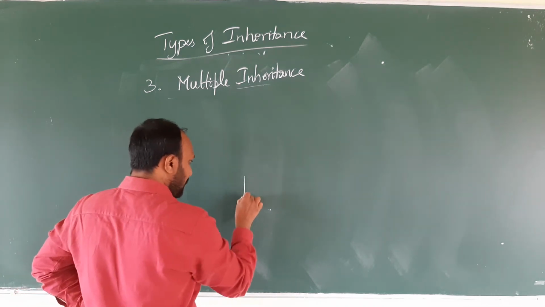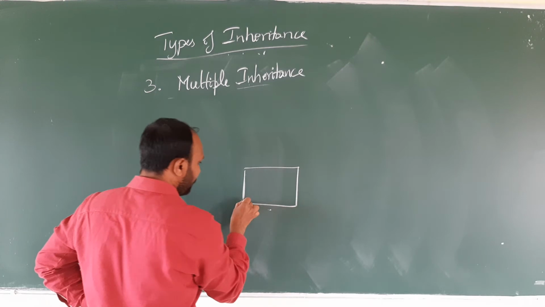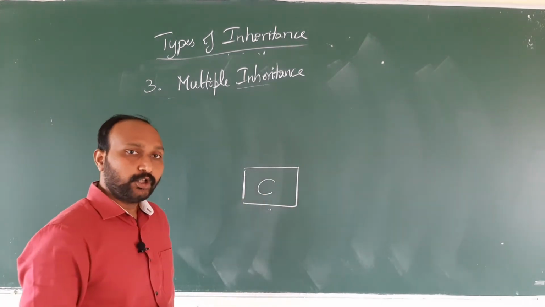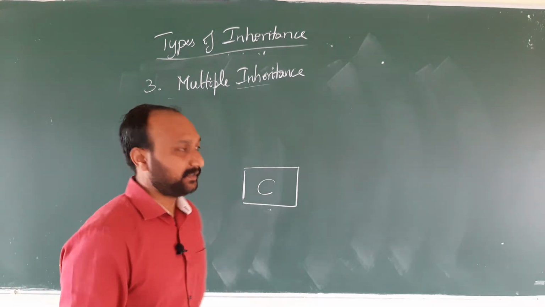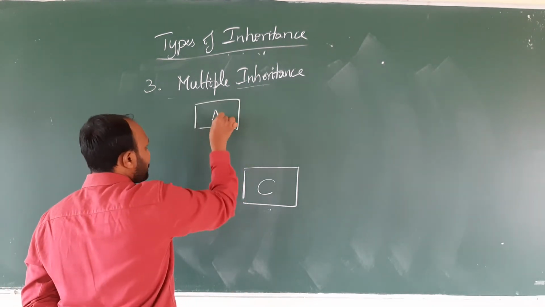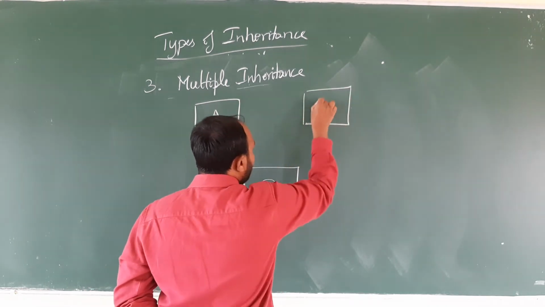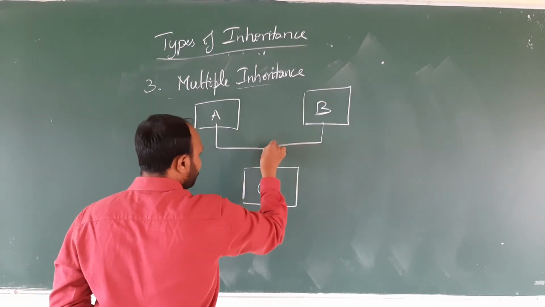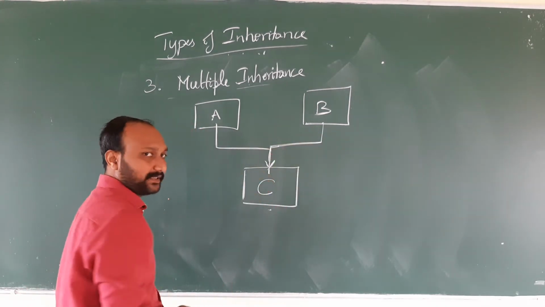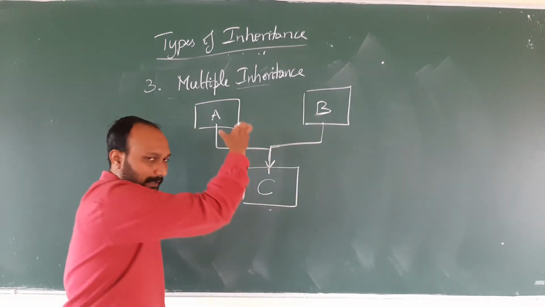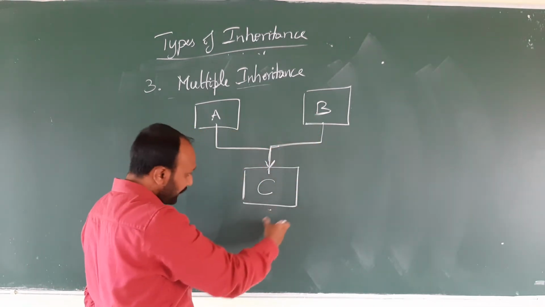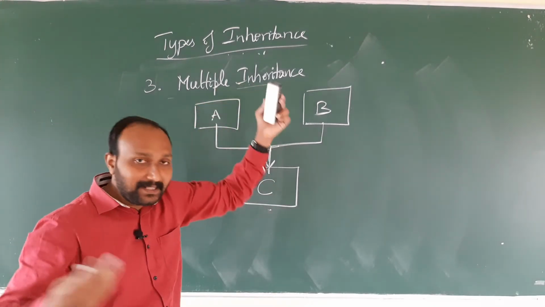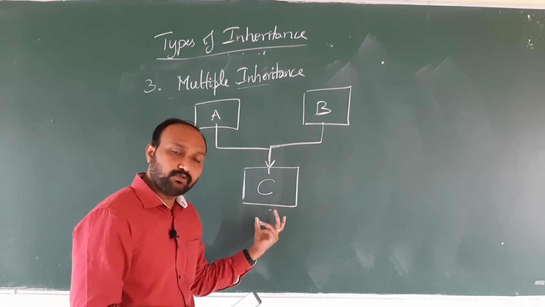If a class, let us say class C, is derived from two or more base classes. Let us say A is a base class, similarly B is another base class. From these two classes, I am considering some properties. From class A and class B, I am acquiring some properties and creating a new class, and this concept is referred to as multiple inheritance.